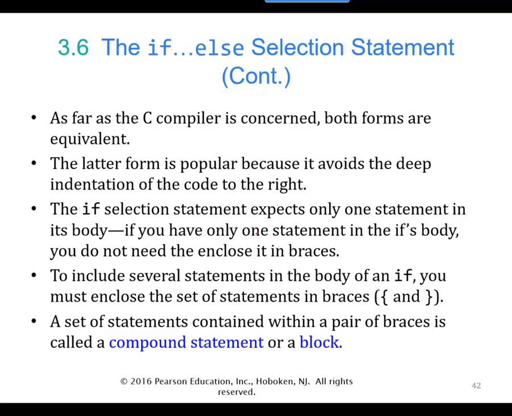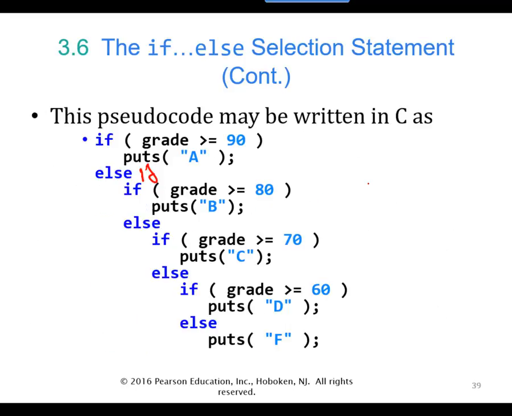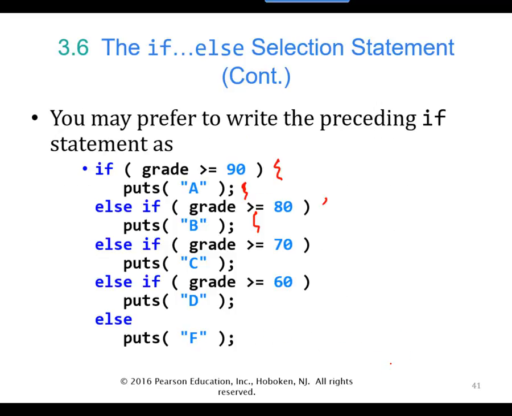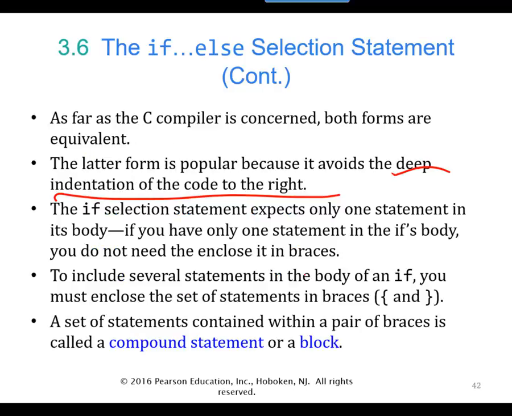As far as the C compiler goes, they're both equivalent. The latter is popular because it avoids deep indentation of the code. That's why I use it, because I personally do not like this. As we get more involved, this gets farther and farther to the right, and you start running out of space. In reality, we're looking at this grade, then looking at that. So I prefer the latter of the two. It expects only one statement.